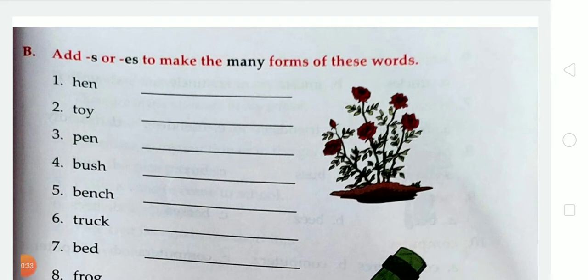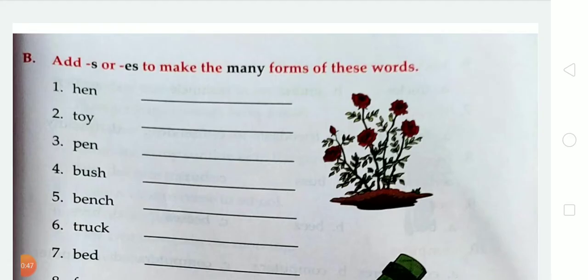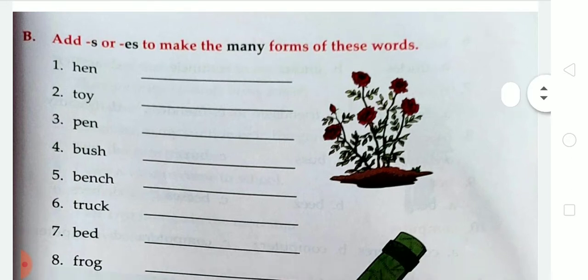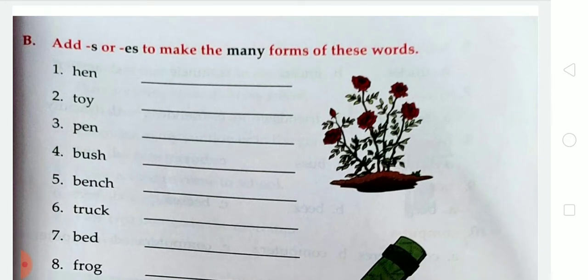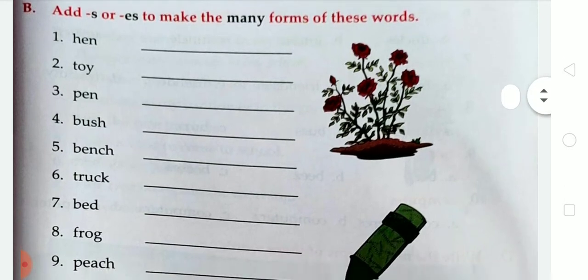Students, we have already completed the exercises of page number 11 and 12. So in today's video you have to open page number 13. On page number 13 there is an exercise B: add s or es to make the many forms of these words. We have already completed this exercise.